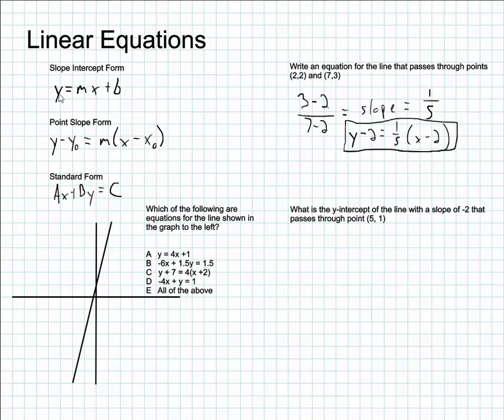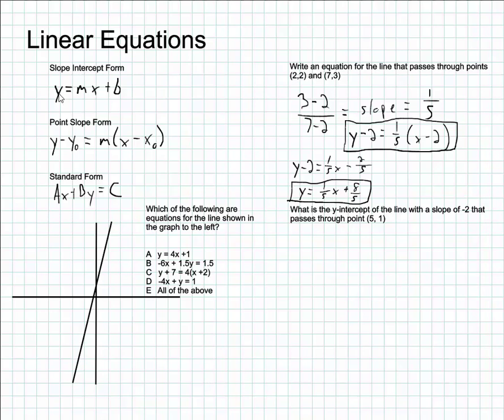So let's solve this in slope-intercept form. So what we're going to do, we're going to rewrite this. So y minus 2 equals, we'll distribute the 1/5, 1/5 x minus 2/5, and then we'll add 2 to both sides. So y equals 1/5 x plus 8/5. And this would be slope-intercept form, which again is very useful because we have the slope and now we know what the y-intercept is as well. Let's look at the next question.